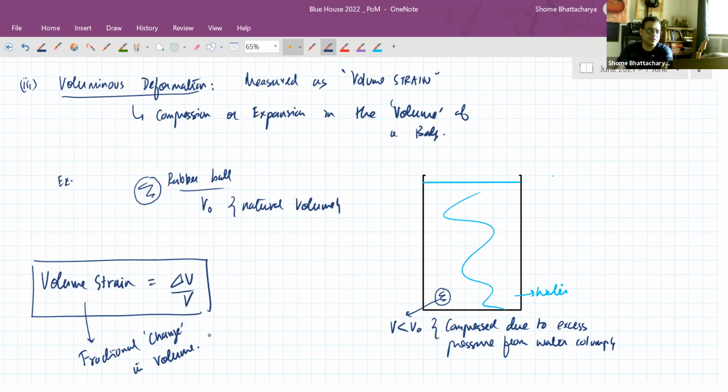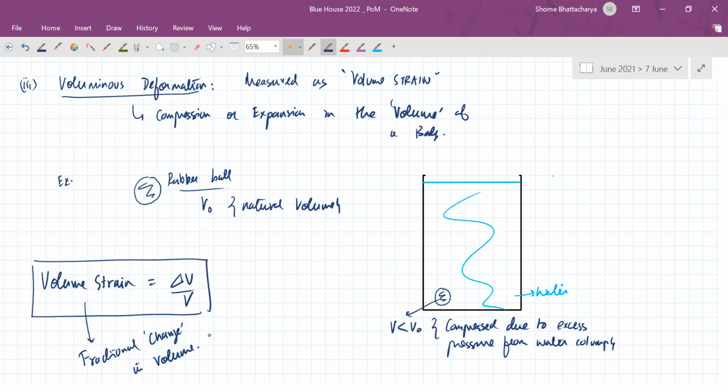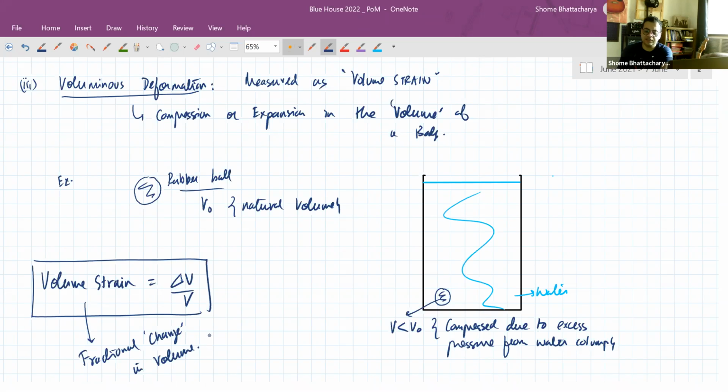I'll observe the opposite of this, that when I reduce the pressure on the rubber ball, the effect is that its volume expands. So now the thing is that whether the volume expands or compresses, the extent of the strain is nothing but the fractional change in volume. That is called volume strain. So the extent of deformity it has undergone is measured as what we call volume strain. Just like for a longitudinal deformity, the extent of deformity is longitudinal strain, and for shearing, it is shearing strain.